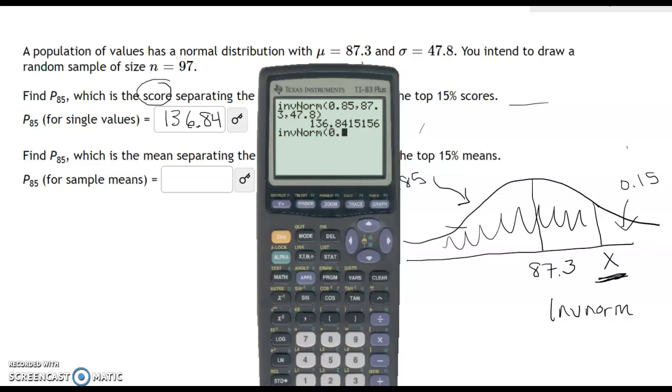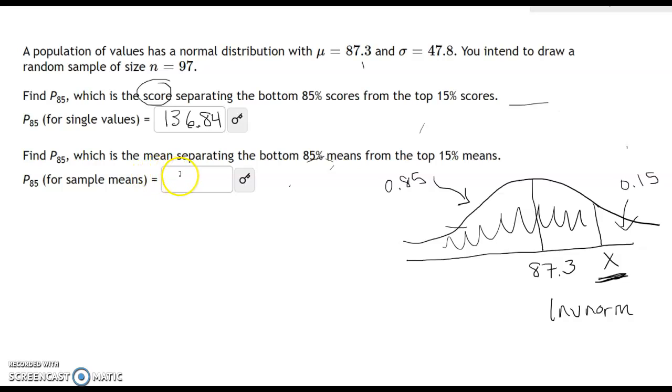I enter the same thing. 0.85 is the percentile I'm looking for. 87.3 is our mean. The mean doesn't change. And then our standard deviation. This time we take 47.8 and divide by the square root of our n here, which is 97. Add my parentheses. And this time I get 92.33. So I have 92.33. So hopefully that will help you a little bit.